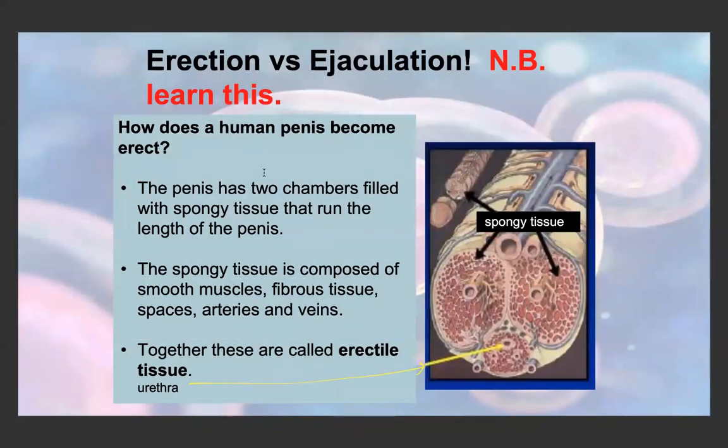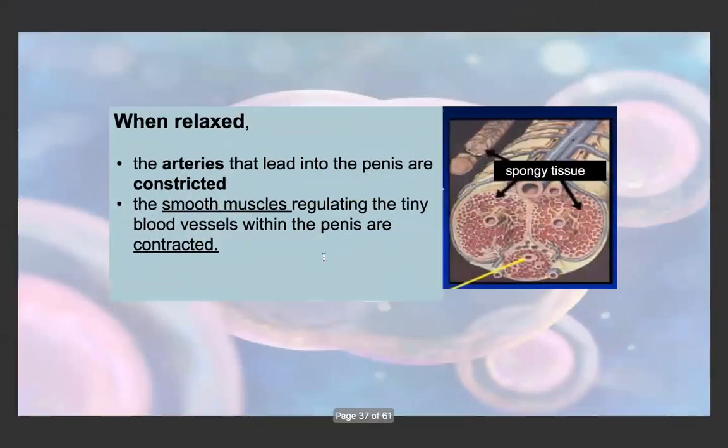So how does an erection occur? We know that the penis has 2 chambers, well, actually 3, filled with spongy tissue running the length of the penis. The spongy tissue is composed of smooth muscles, fibrous tissue, spaces, arteries, and veins. And altogether, the spongy tissue is called the erectile tissue. Over here is the urethra, and these are the 2 central arteries. When the male is relaxed, these arteries are constricted. That means that not a lot of blood is running through the penis. And the smooth muscles within the blood vessels, regulating the blood vessels, are contracted. This allows not a lot of blood to come in because they're quite small, they're not open wide.